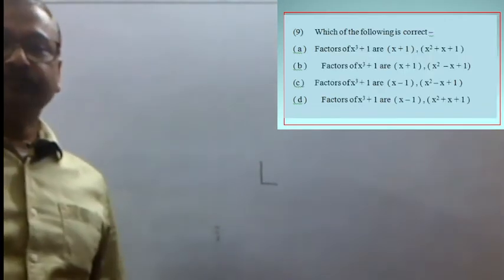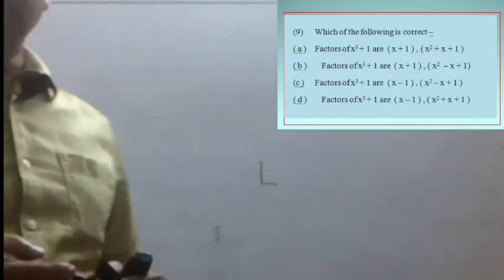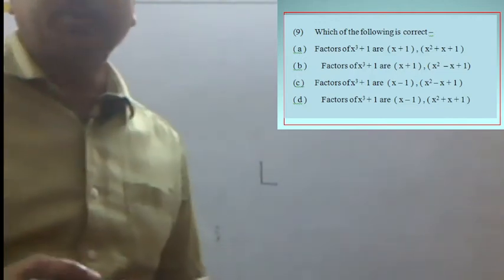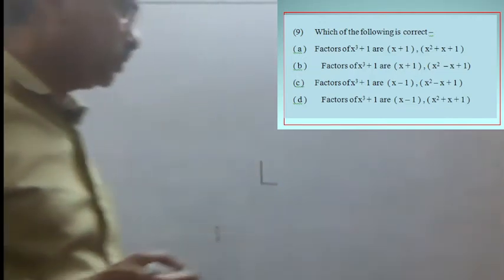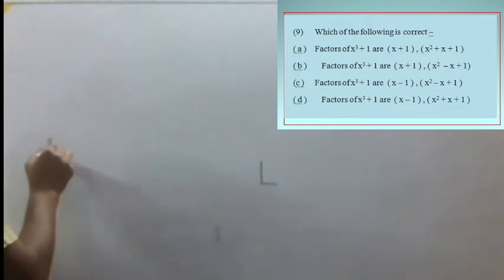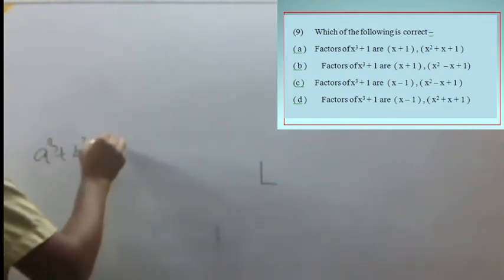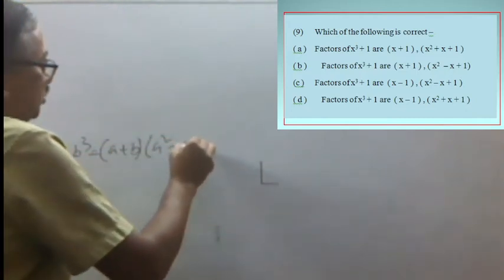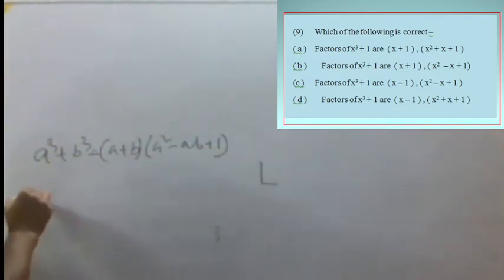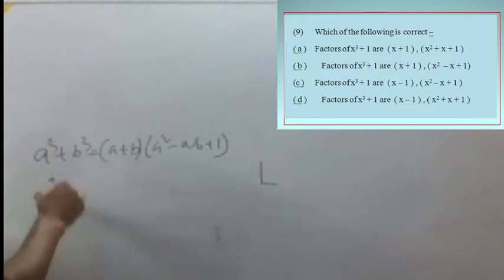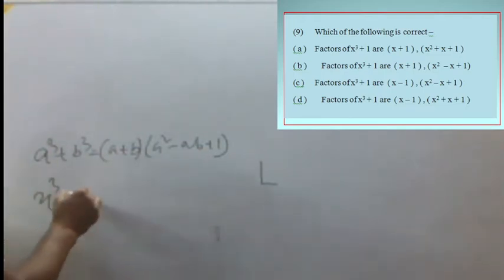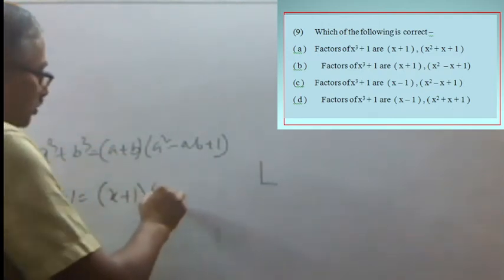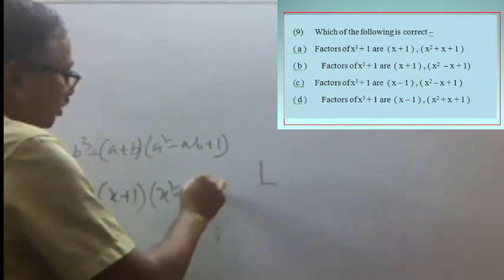Now next question. Which of the following is correct? Some expressions are given, that is factors of x cube plus 1. We know a cube plus b cube can be written in factor form as a plus b into a square minus ab plus b square. So x cube plus 1 can be written as x cube plus 1 cube. If you use this identity, we get x plus 1 into x square minus x plus 1.